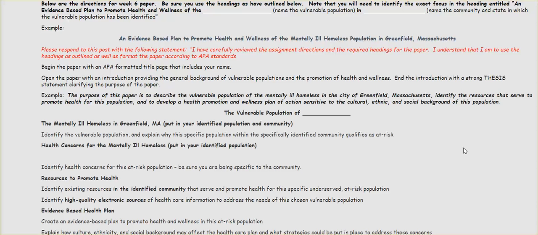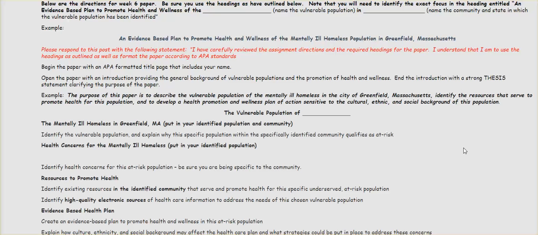Then you're going to identify the resources that would help with these health concerns, that would promote health. Be very careful here because you're supposed to be identifying existing resources in the identified community. You can't just make the resources up. Look in your community and see how your community has identified this population that you have chosen and what the community is doing about it. For example, if it's the mentally ill homeless in Greenfield, Massachusetts, does the city of Greenfield provide shelters for these homeless?